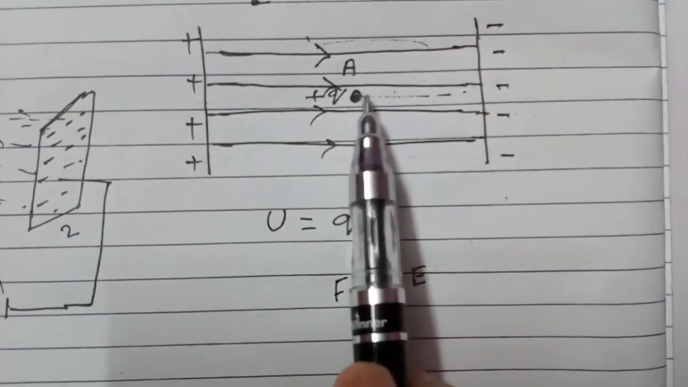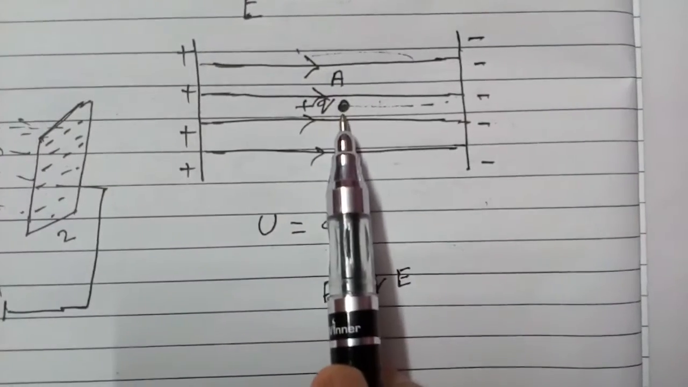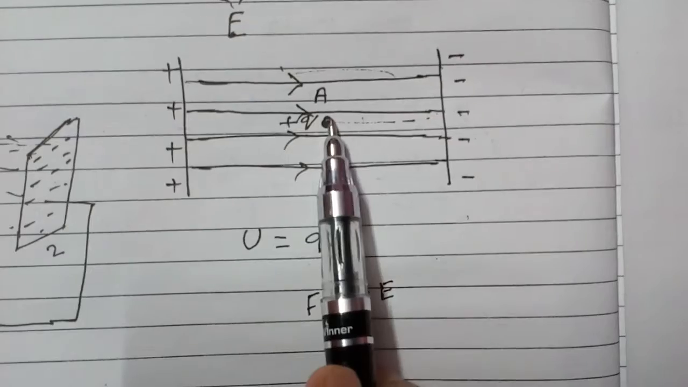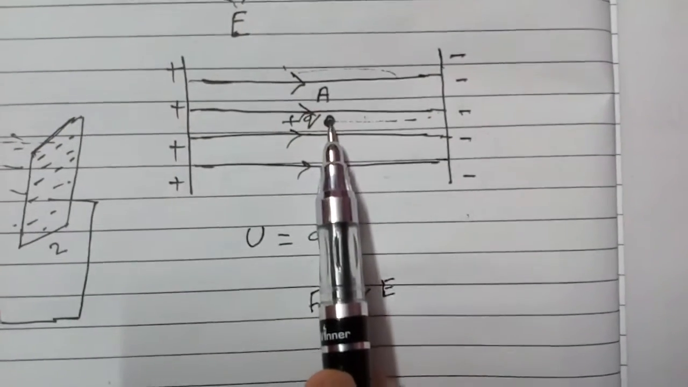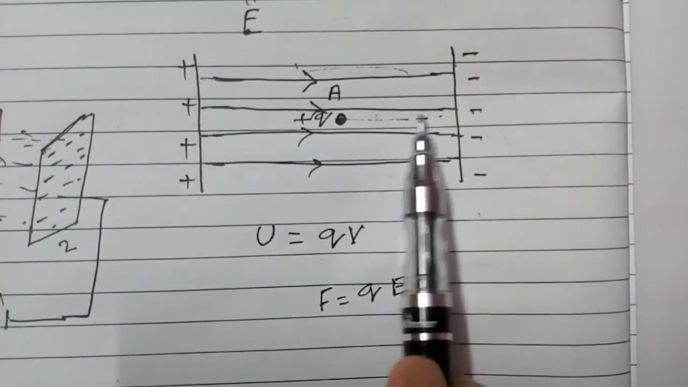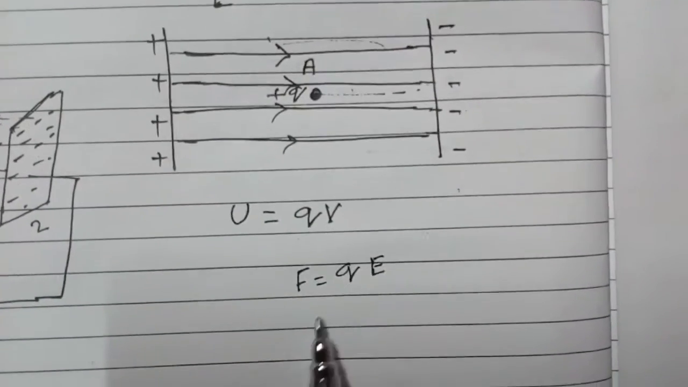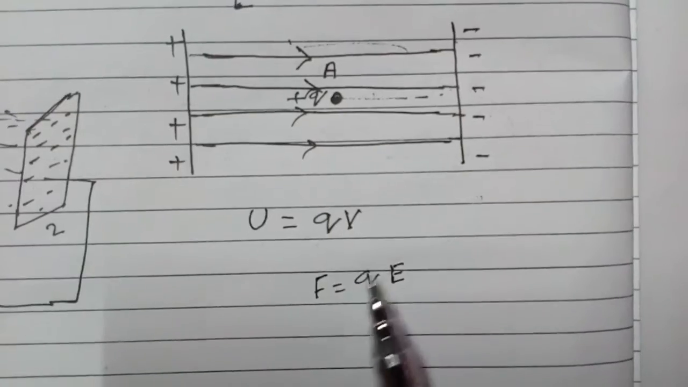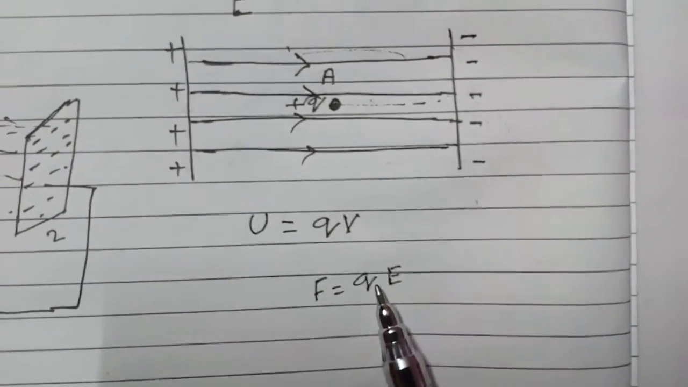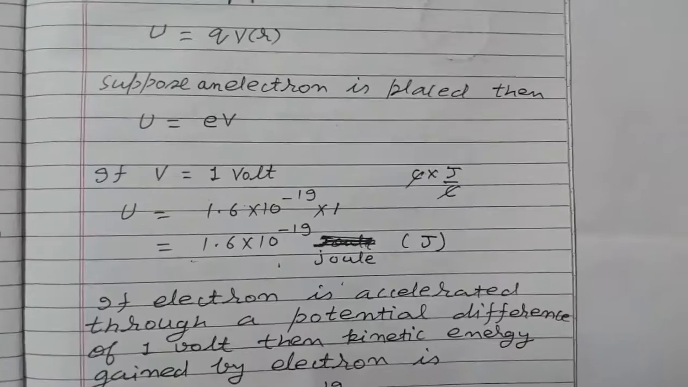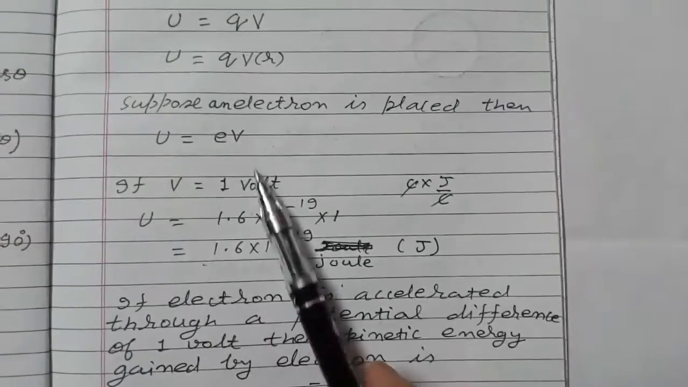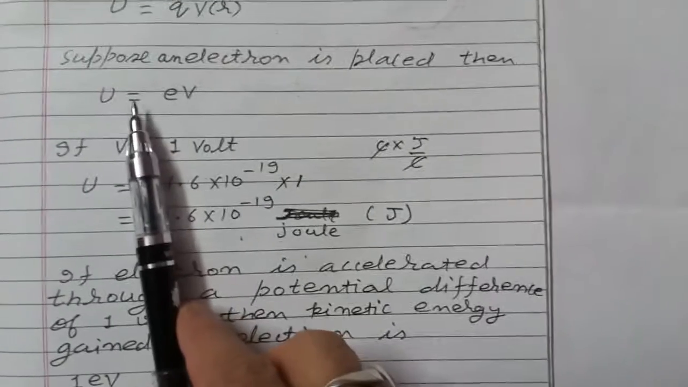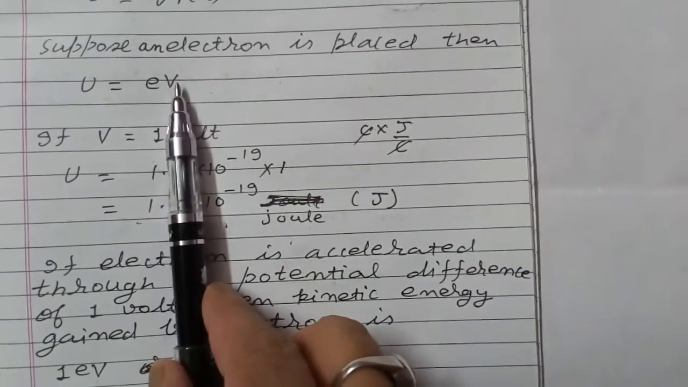Suppose potential at this point is V. So potential energy of this plus q charge will be equal to Q into V. Now why this charge has potential energy? Because if you release it, it will move in the direction of field because of electrostatic force due to electric field, which is equal to Q into E. Suppose an electron is placed, then potential energy of that electron will be equal to E into V.